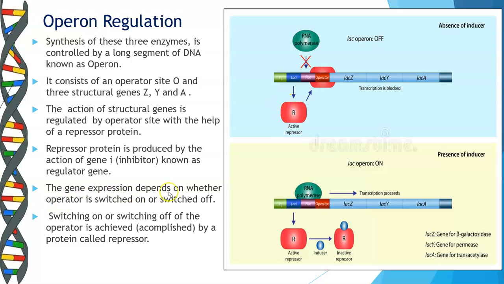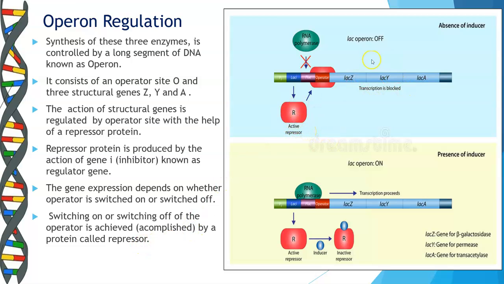The gene expression depends on whether the operator is switched on or off. So there are two possibilities. It is either off or it is in the on condition. Switching on or off of the operator is achieved by the protein called a repressor. So this is your repressor protein.